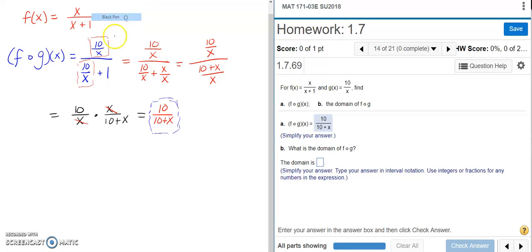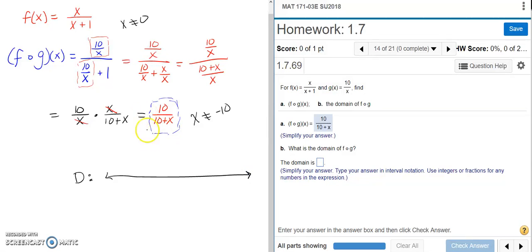So based on this first step, I cannot use x equals 0. Can't do it, because if I use x equals 0, then I have fractions divided by 0, and that's undefined. That cannot happen. If I look at this fraction, I cannot use x equals negative 10, because then I have 10 plus negative 10, and I'm dividing by 0 again. So for my domain, I have to think about all these possibilities. It can be anything, okay? But it can't be negative 10, and it can't be 0.